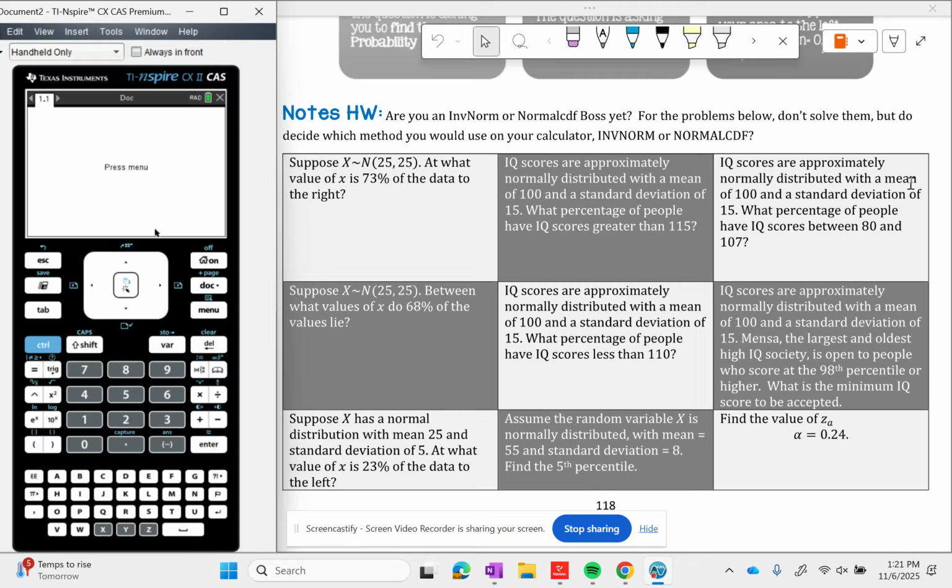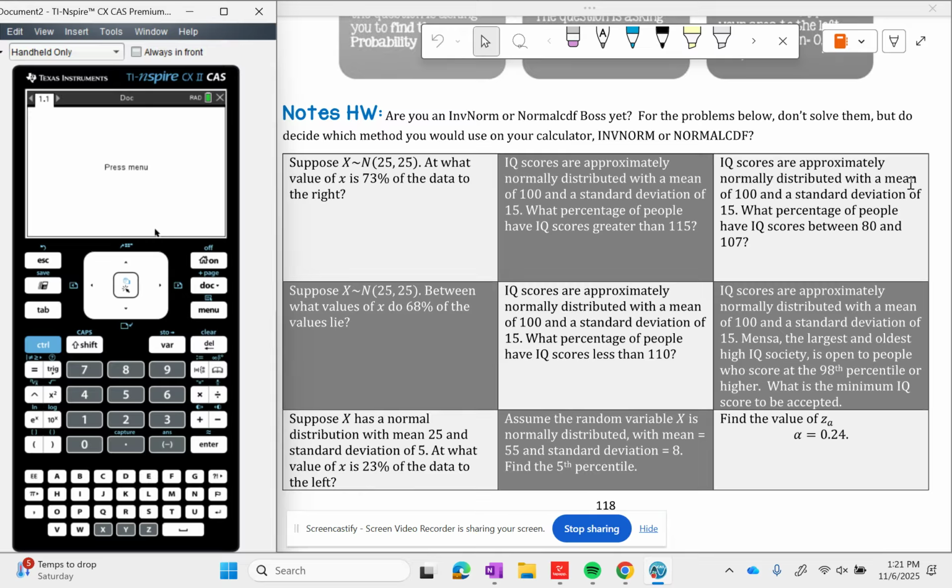IQ scores are approximately normally distributed, with a mean of 100 and a standard deviation of 15. What percentage of people have IQ scores greater than 115? What do you guys think for that one? Normal CDF. What tipped you off? What clued you in? They want the percentage, right? What percentage means, hey, I don't know the percentage. Can you tell me? Norm CDF.